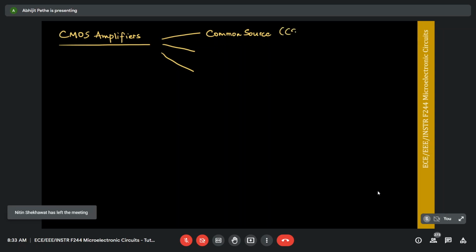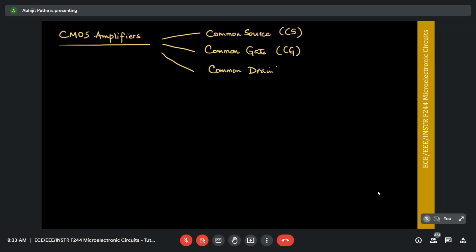So we're going to talk about 3 kinds of configurations to use a transistor as an amplifier. First one is known as a common source amplifier, or CS for short. The second one is the common gate amplifier, which is CG, and a common drain amplifier, which is CD. This is sometimes known as the source follower. So we look at each of these in much detail.